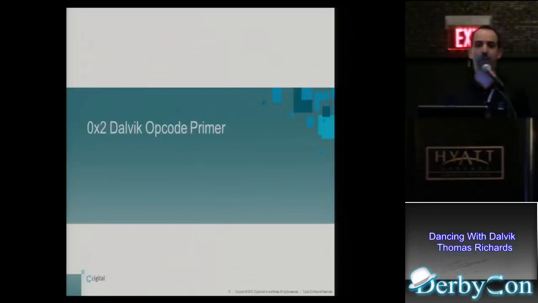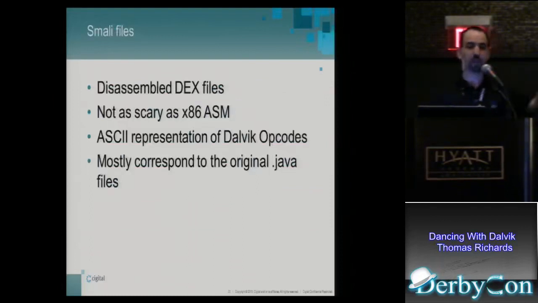Alright, so now we got to the smali files. Let's talk about how to read them a little bit. Smali again, is disassembled Dex. And it is not as scary as x86 assembler, nor is it as scary as Java bytecode. What smali ends up being is ASCII representations of the Dalvik opcodes. And like I said before, it loosely corresponds to the original .java files.